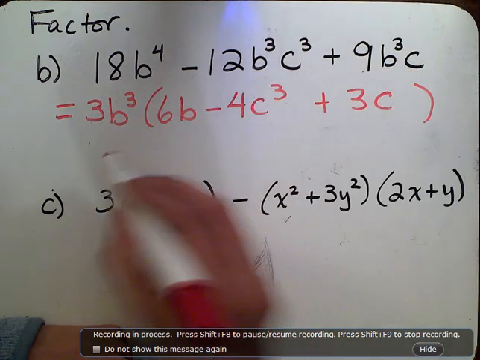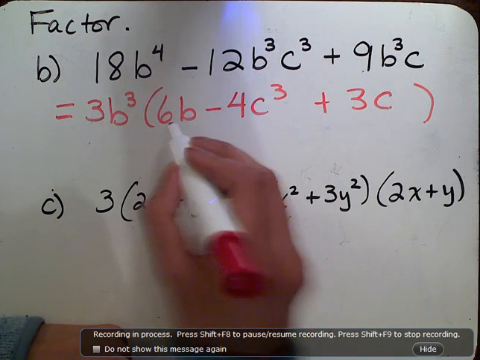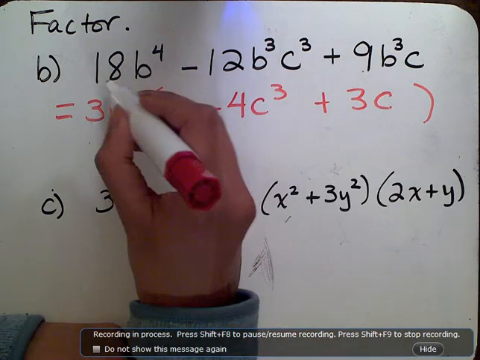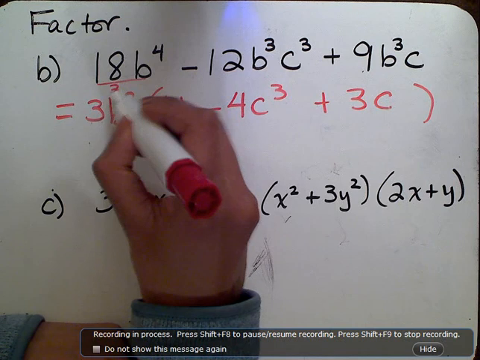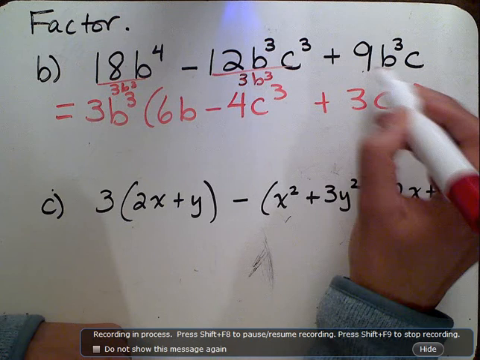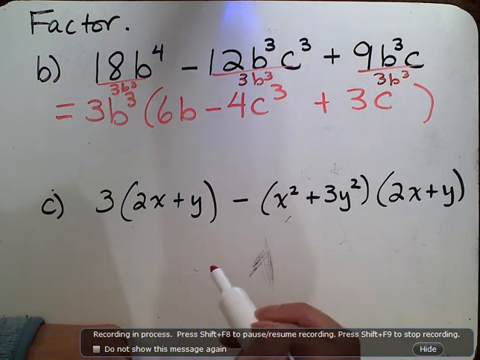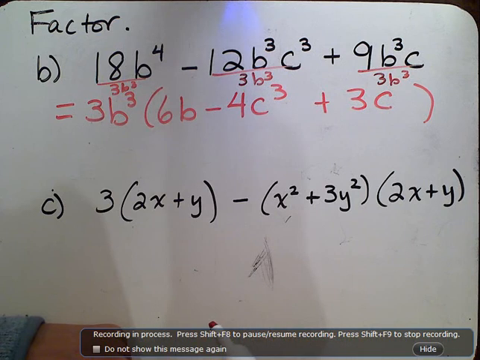So that is common factoring using a different method. Now remember, if you don't like that method, to get those 3 terms in the brackets, you're dividing each of these terms by the 3b cubed, that greatest common factor, and that will give you the 3 terms that are inside as well. Now take a look at the last example for factoring.